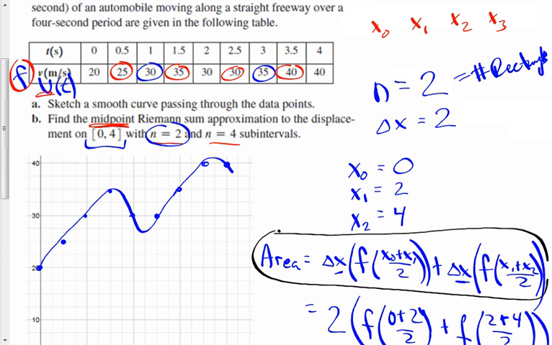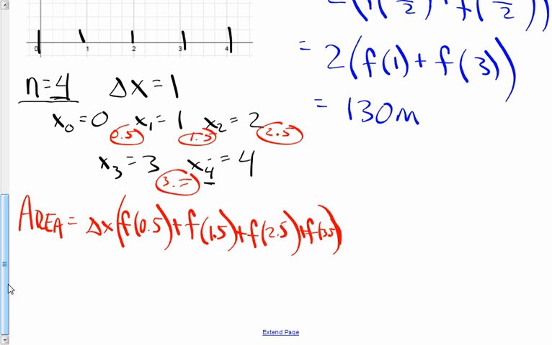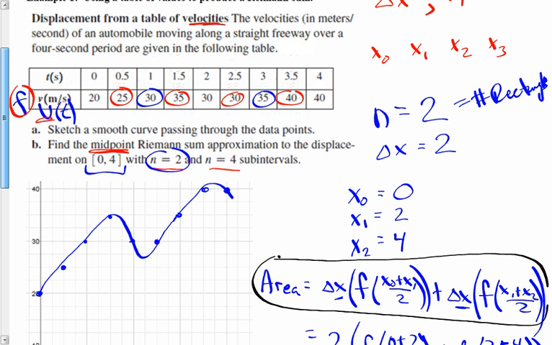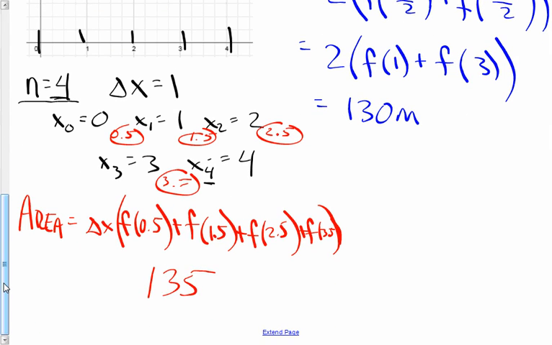So 60, 95, 135. Check my mental math. Is that 135? Okay. Which one's more accurate? 2 rectangles or 4 rectangles? Which 130 again? Where'd I get the 5? Oh, I was looking at this 35 again. I was looking at the 35 I circled in blue. My bad. So it's 130 again.